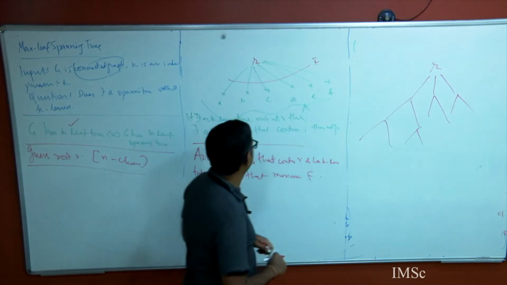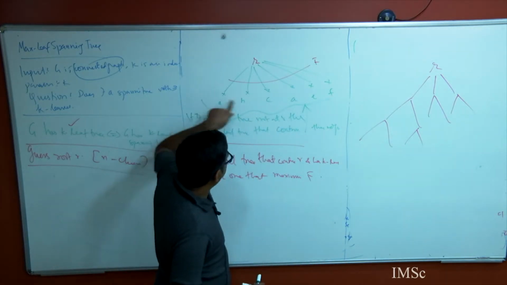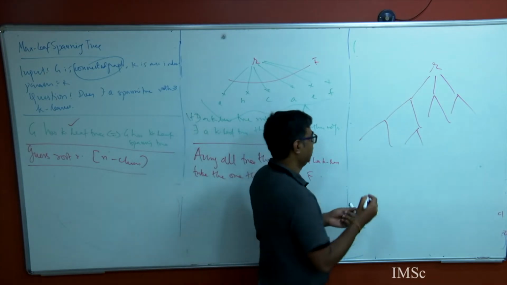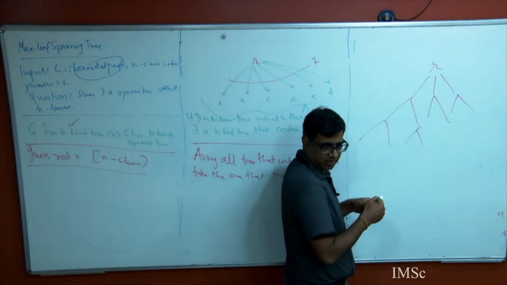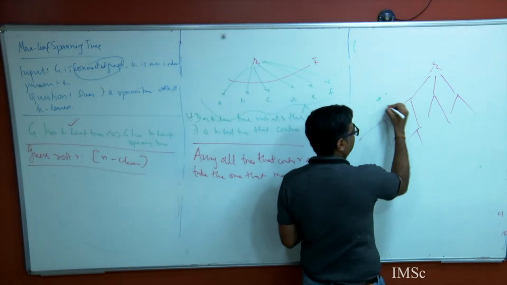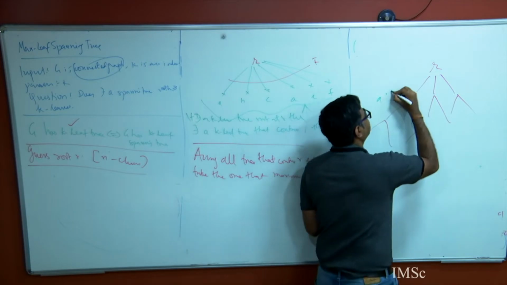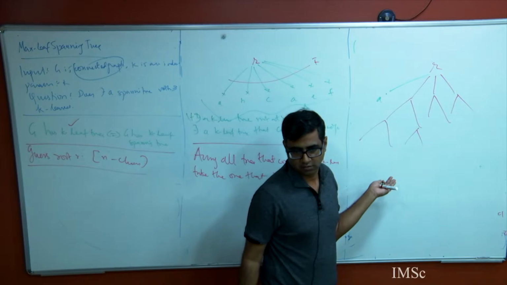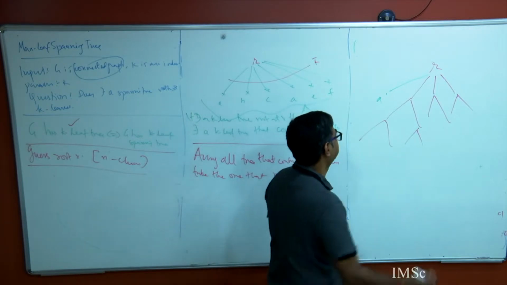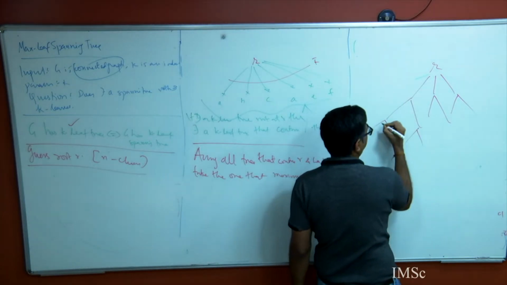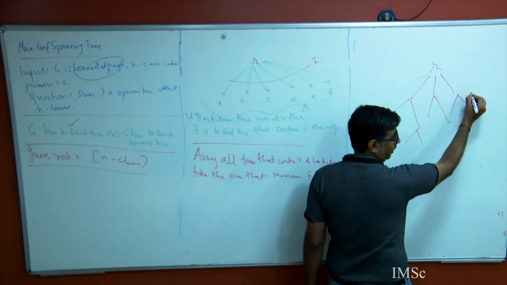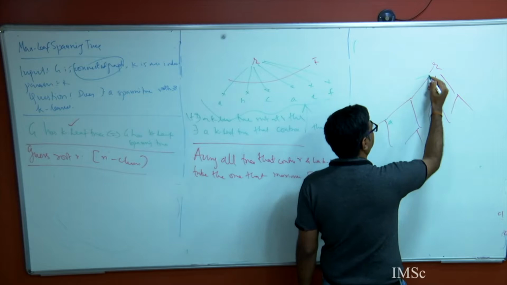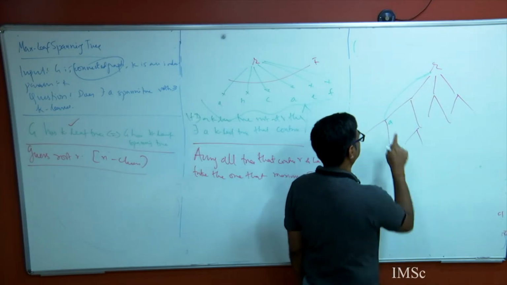If some of its neighbors do not appear at all in this tree, that is easy to handle. Suppose A does not appear at all in this tree, then I can just add this edge. I am only increasing the number of leaves, I am not decreasing anything. So fine. Maybe it is somewhere here, A. So this is an edge. What can I do?